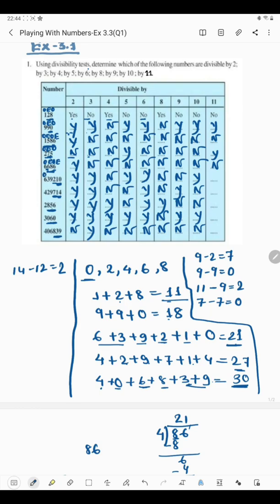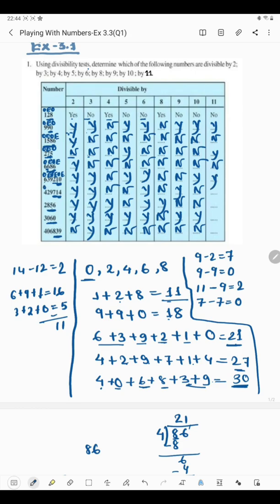Now next we have odd, even, odd, even, odd, even. The digits at odd places are 6, 9 and 1. So 6 plus 9 is 15, 15 plus 1 is 16, and the digits at even places are 3, 2 and 0. So 3 plus 2 plus 0 is 5. If you find the subtraction, we will get 11, which is divisible by 11. So we will write yes.